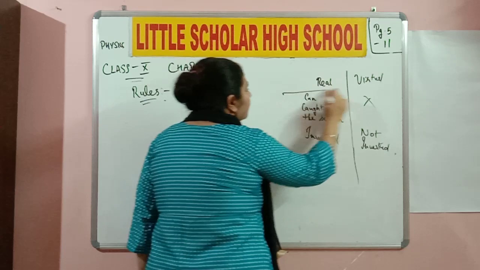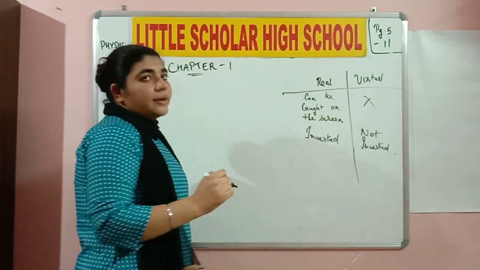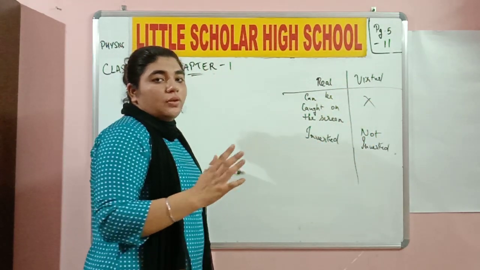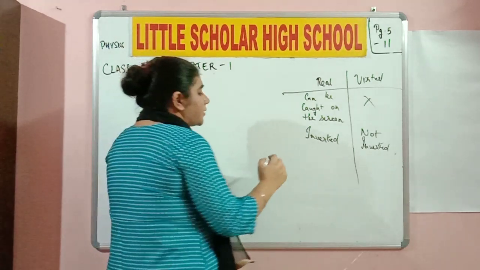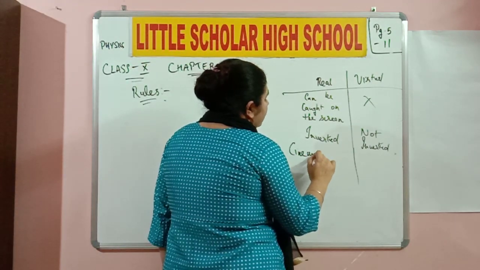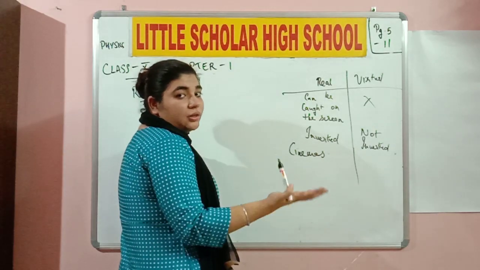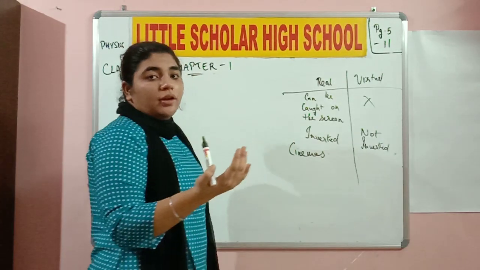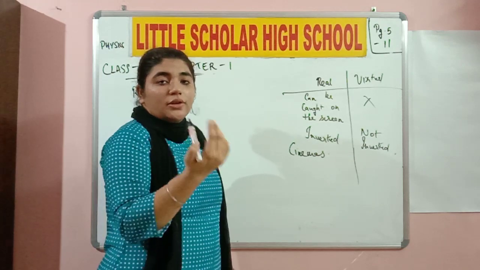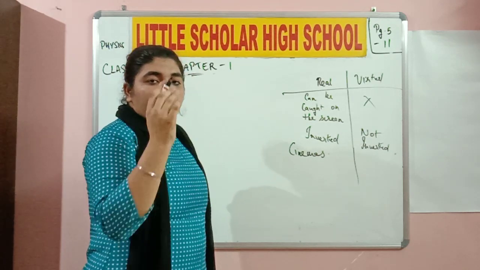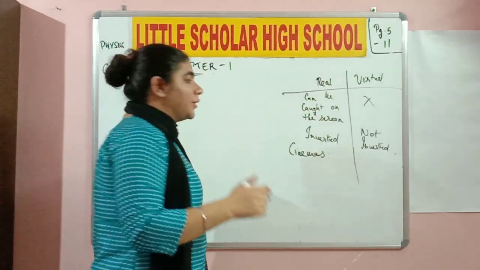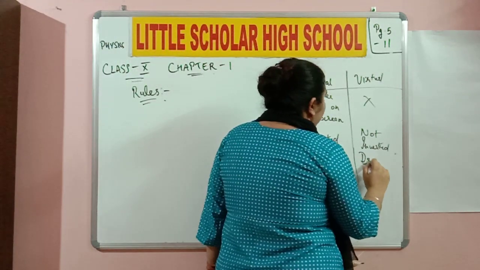Give me some examples of real images. Where can you see real images in your day-to-day life? Cinema projectors, class. Cinemas. And virtual images, the dressing mirror that you see every day. It is upright, yes or no? Whenever you dress up every day in the morning, do you see yourself upside down or upright? It is upright. So that's a virtual image, the dressing mirror.